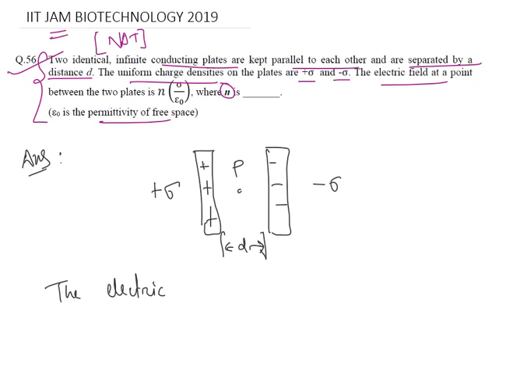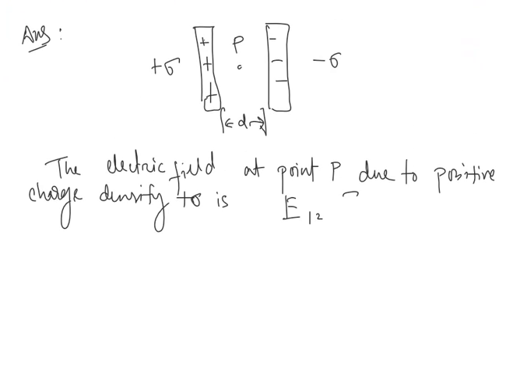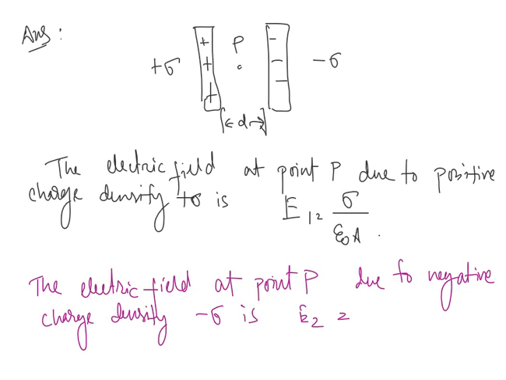The electric field at point P due to positive charge density plus sigma is E1, that is sigma divided by epsilon naught into A, and the electric field at point P due to negative charge density minus sigma is E2, which is minus sigma divided by epsilon naught A.